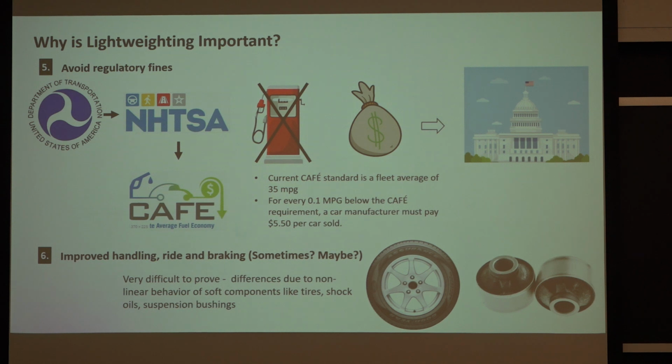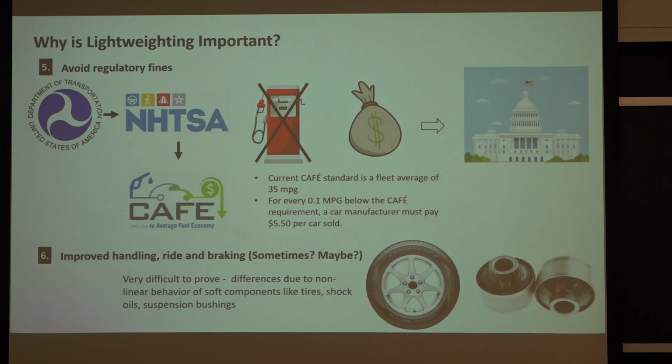Got a question, Paige? You look deeply distraught. Well, $5.50 per car sold isn't a whole lot. When you're selling millions of cars, it is. Right. So the penalty is brutal. For every 0.1 miles per gallon you're below that 35 miles per gallon for your fleet, you have to pay $5.50 for each car. And if you're selling millions of cars, it's a lot of money. In fact, I think I read since 2008, the U.S. auto industry has paid something like $390 million to the government because of fines from CAFE.